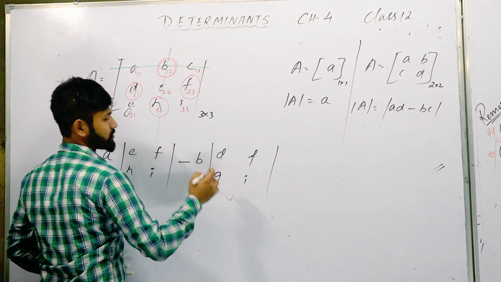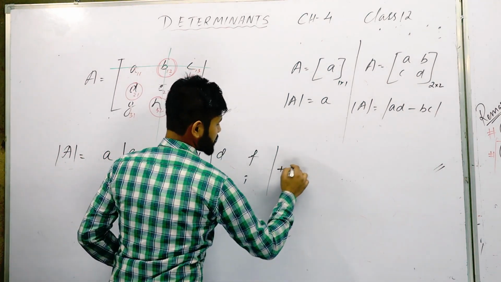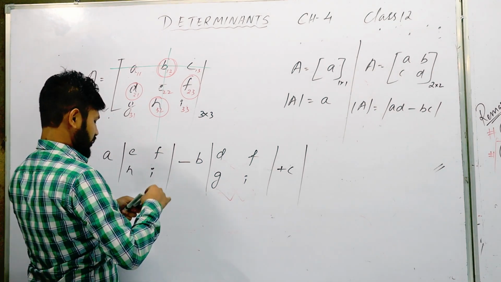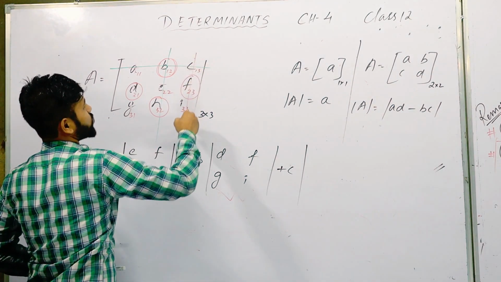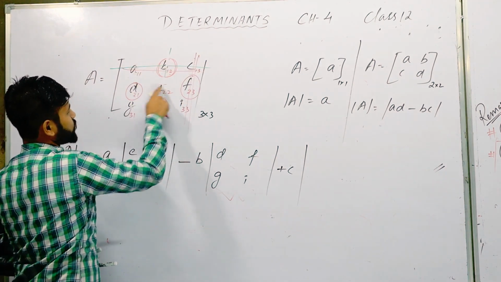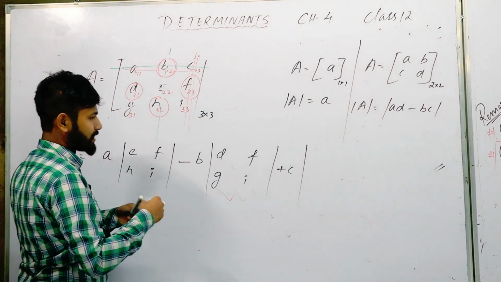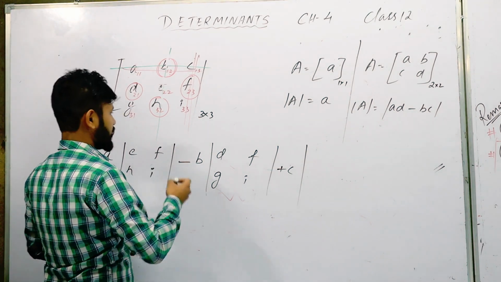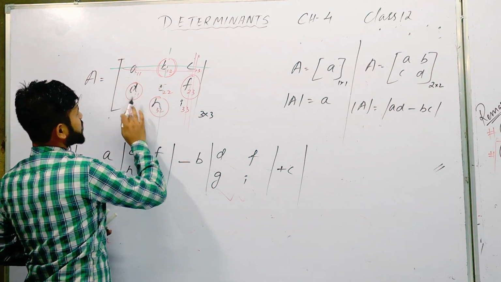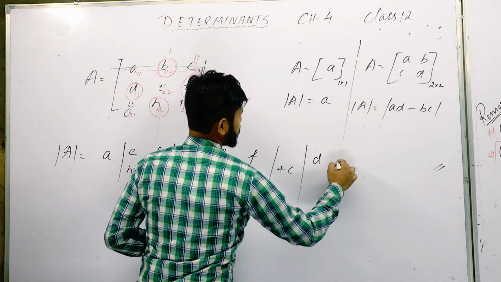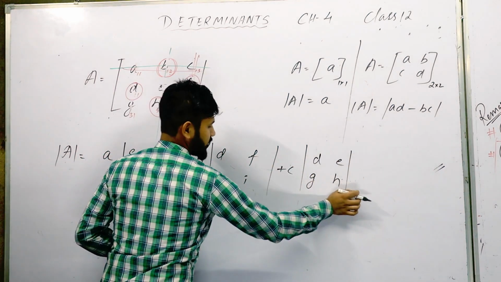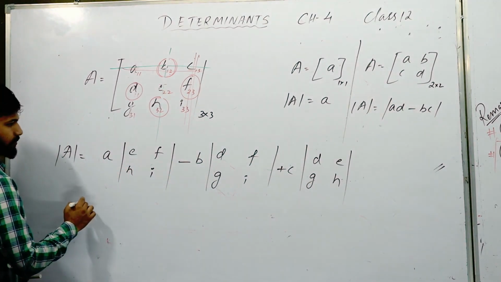Next level. Now let us move to the next one, plus C. When you consider C, you have to eliminate this row and this column. Now what is left? These 4 elements are left. You have to write them inside that bracket. Let me write down D, E, G, H. And hence we can evaluate the value of this determinant.